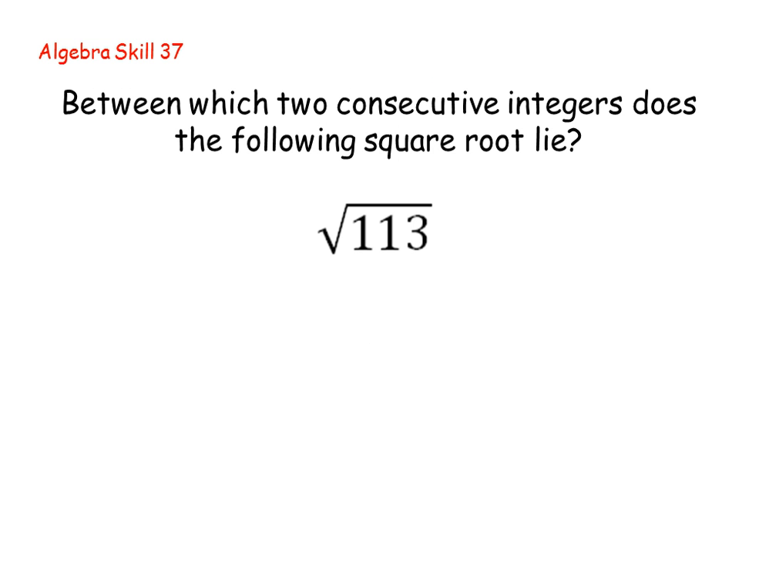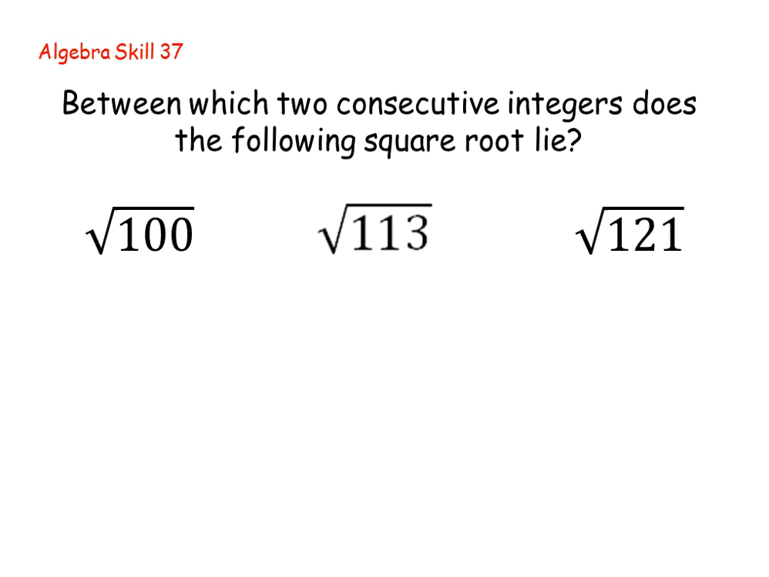Skill 37, between which two consecutive integers does the following square root lie? If you were to ask me what the square root of 113 is, I'd have no idea because 113 is not a perfect square. So I need to remember what my perfect squares are and think of what are the perfect squares that are around 113. And I know the square root of 100. That 100 is a perfect square, so I know what that is.